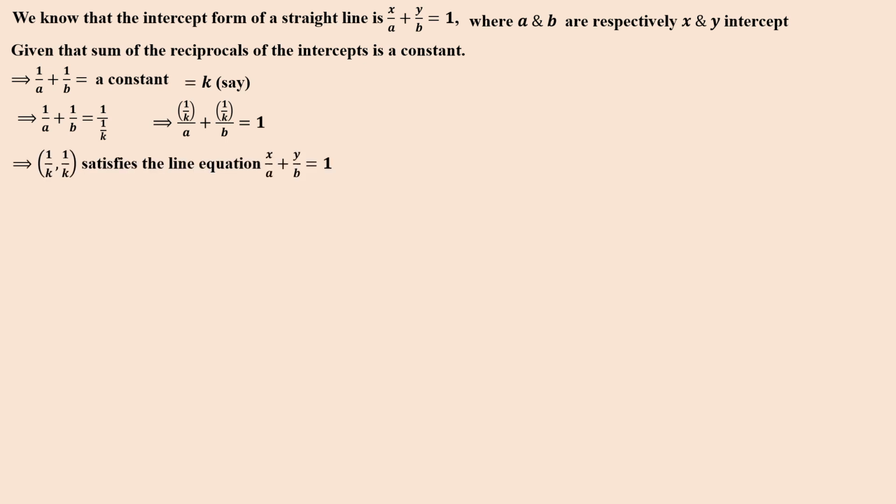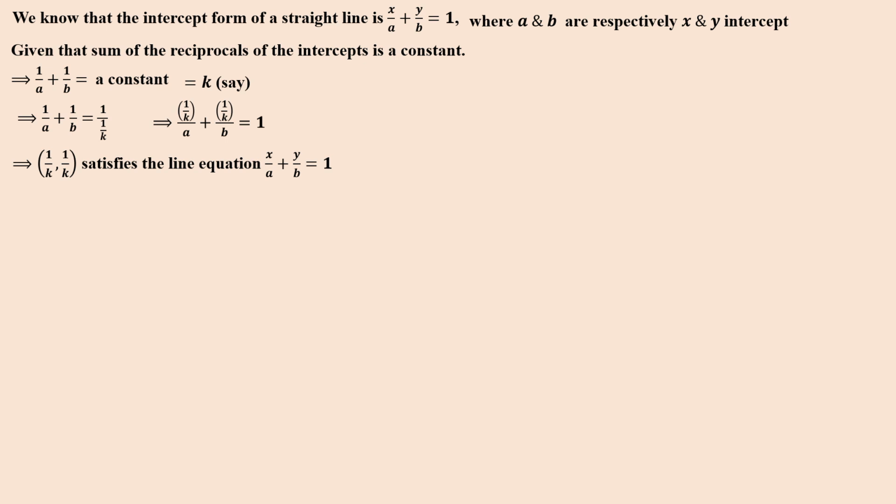So this means the point 1 by k comma 1 by k. In x by a plus y by b equal to 1, instead of x you have 1 by k, instead of y you have 1 by k. So the point 1 by k comma 1 by k satisfies the line equation x by a plus y by b equal to 1. That is the meaning: if the point satisfies the equation, instead of x you put 1 by k and instead of y you put 1 by k. That is what the previous line says, right? x by a plus y by b equal to 1.